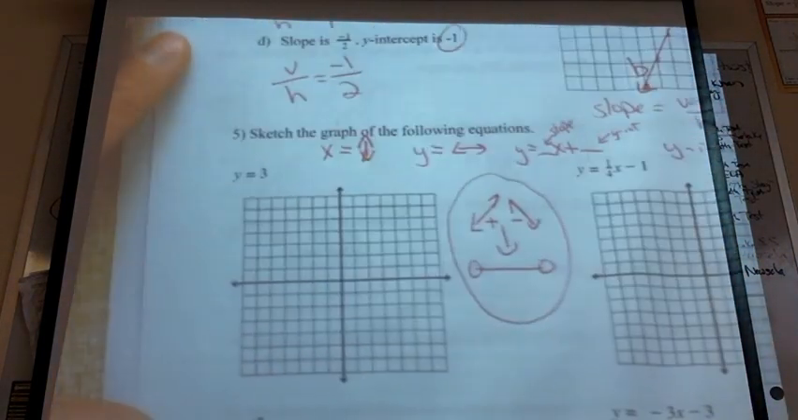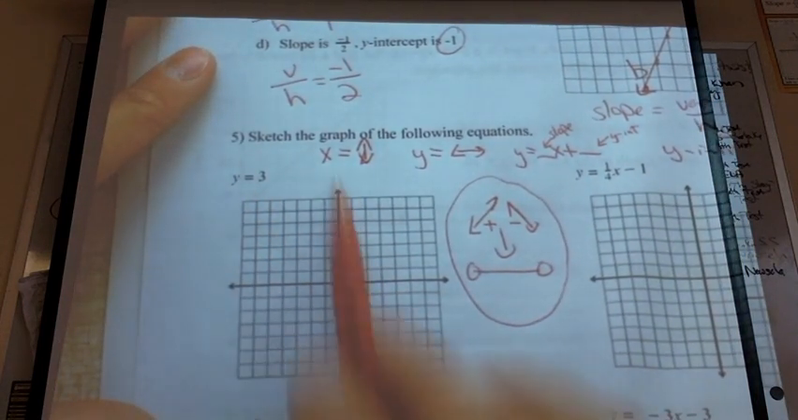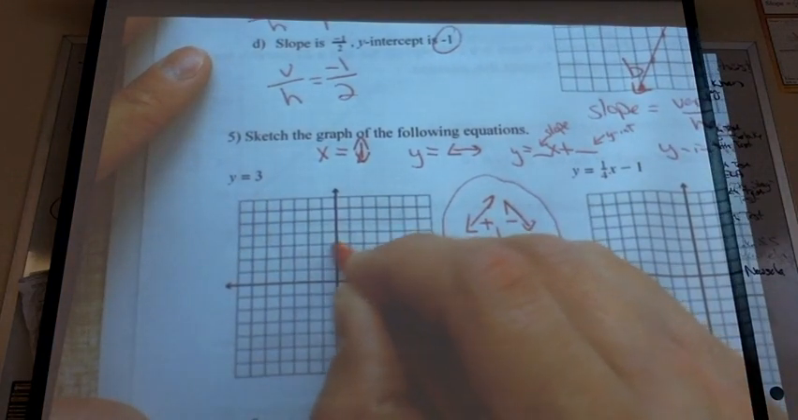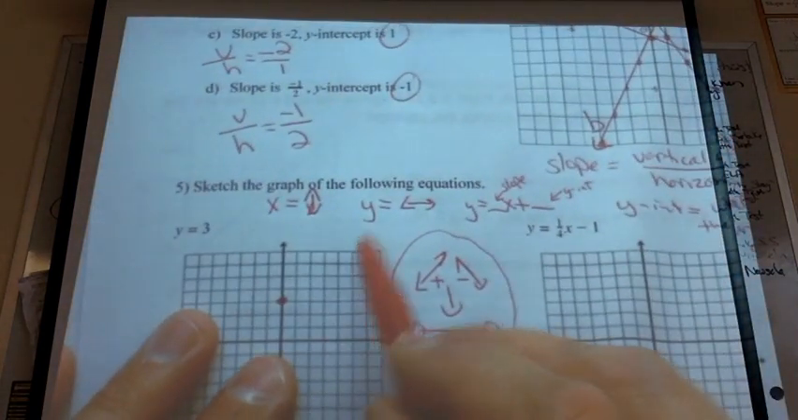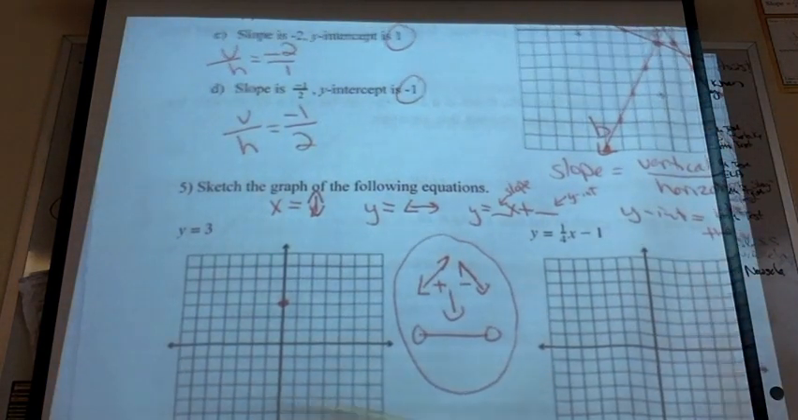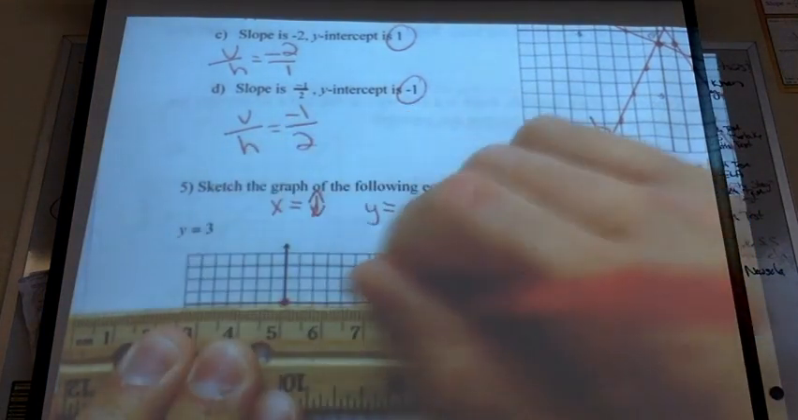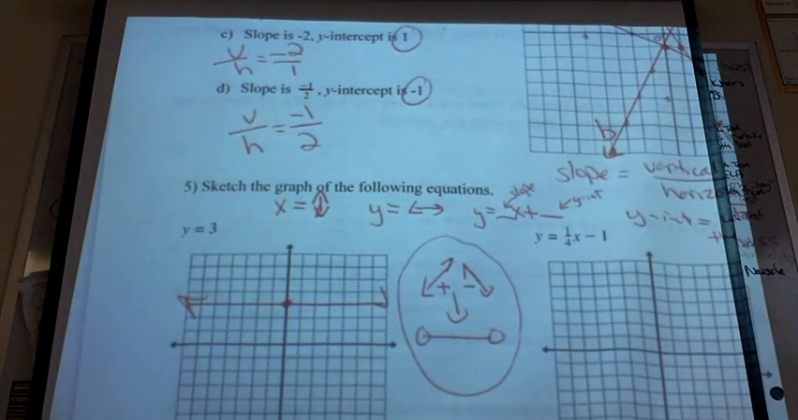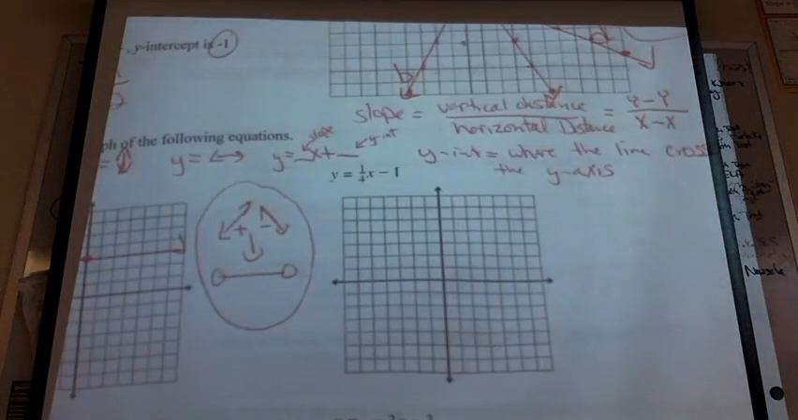Okay, so looking at y equals 3. It means it has to cross our y-axis at 3. So I'm going to put a dot at 3. 1, 2, 3. It's crossing our y-axis. When we set our lines, we have to go horizontal across them if it's y equals a number. So here's our first line. We're going to scoot across.